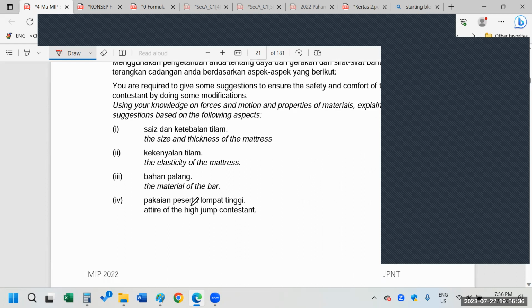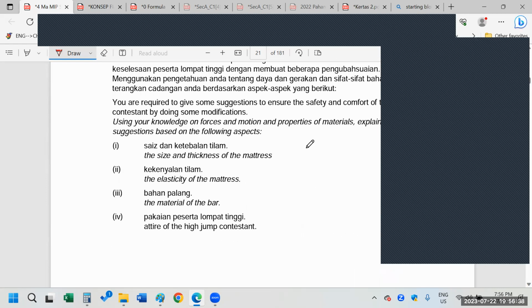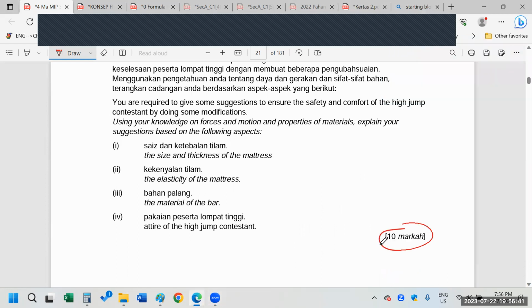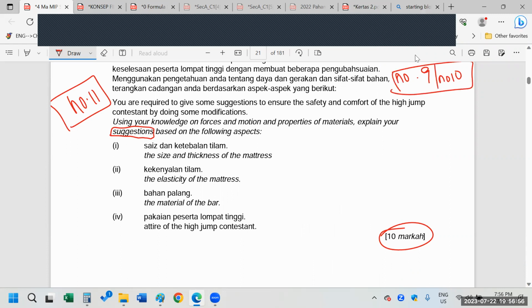Then this question, this is a 10-mark question. So number 9, this is number 11, no choice, modification. Suggestion means modification. Number 9 and number 10, you just answer either one. Then this one, actually here got 4 criteria, but here got 5, the size and the thickness. So 1, 2, 3, 4, and 5.